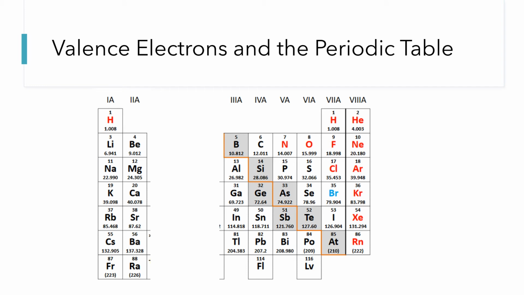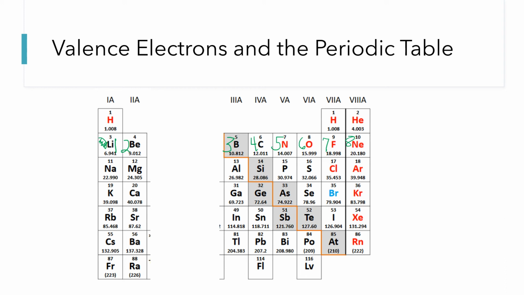When I do this in a face-to-face class, I sometimes have my students figure out how many valence electrons a wide variety of elements have, and then we compile that in the periodic table. Well, we just looked at the second row elements, so I'm going to just write these in here. We have 1 valence electron in lithium, 2 valence electrons in beryllium, 3 valence electrons in boron, 4 in carbon, 5 in nitrogen, 6 in oxygen, 7 in fluorine, and 8 in neon.